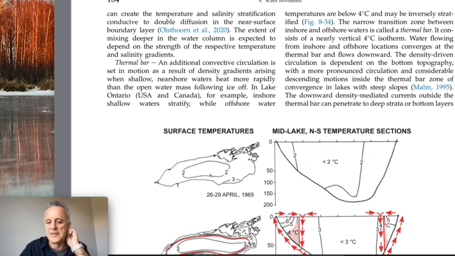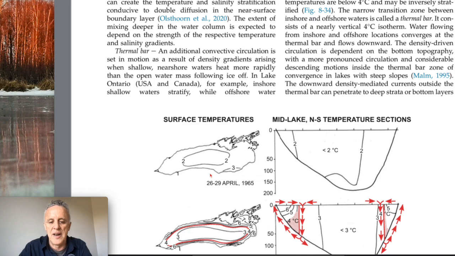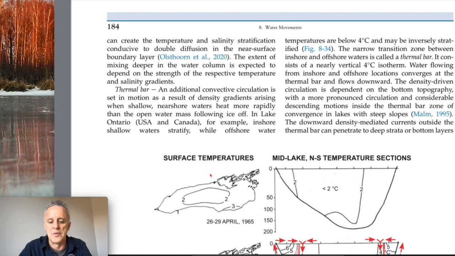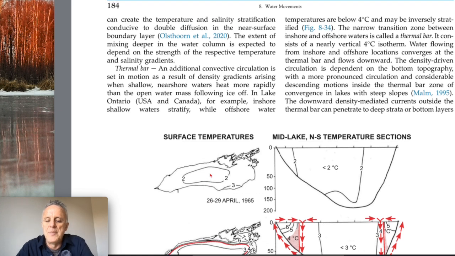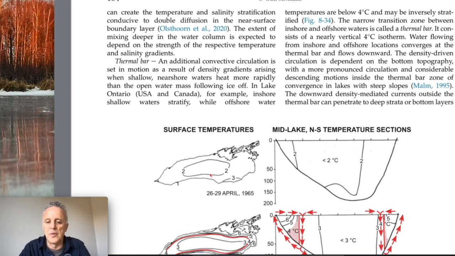In Lake Ontario, for example, inshore shallow waters stratify while offshore water temperatures are below 4 degrees centigrade and may be universally stratified. The narrow transition zone between inshore and offshore waters is called a thermal bar. It consists of a nearly vertical 4 degrees centigrade isotherm. Water flowing from inshore and offshore locations converges at the thermal bar and flows downward. The density-driven circulation is dependent on the bottom topography, with a more pronounced circulation and considerable descending motion inside the thermal bar zone of convergence in lakes with steep slopes.